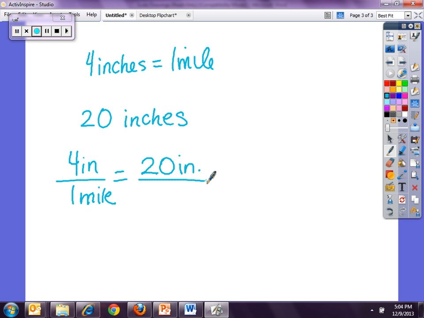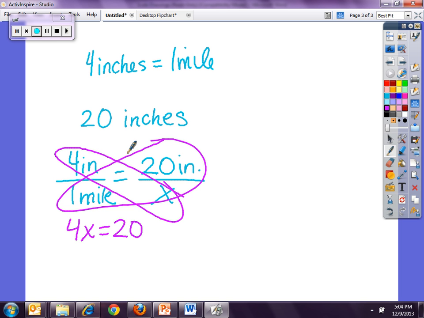So I could think about this two ways. Mental math, I could think how many times is 4 going to 20, that's 5. But to set it up so that I always know how to do it, I set it up as my proportion and I cross multiply. I get 4x equals 20, because 20 times 1 is 20. So now I divide by 4 because I'm solving for x. I get x equals 5. So what does that tell me? Okay, so I've done my work.